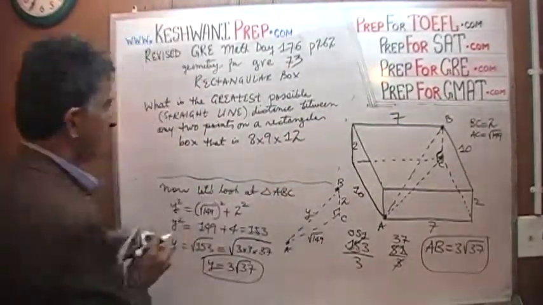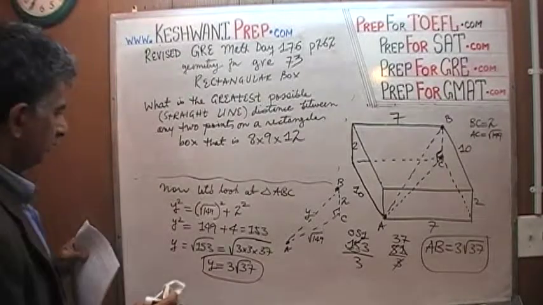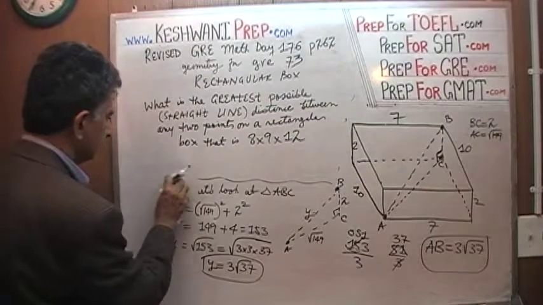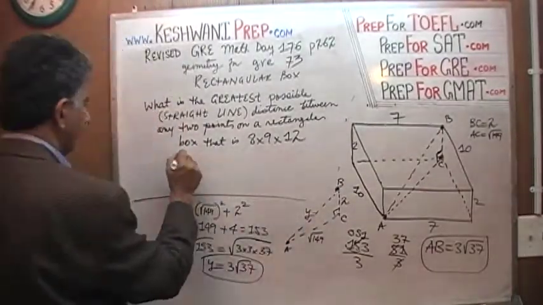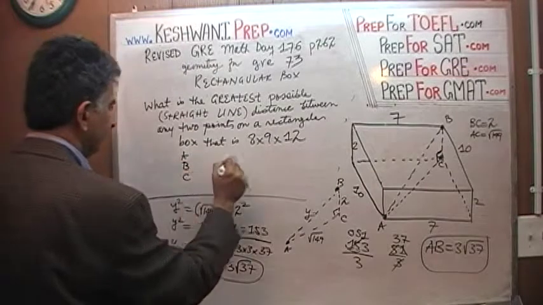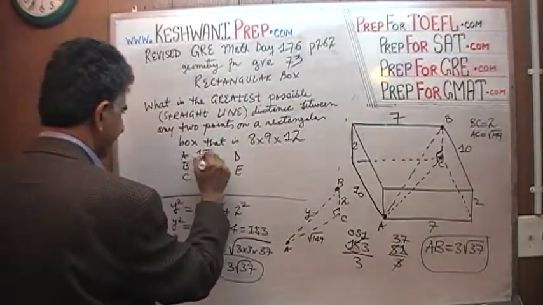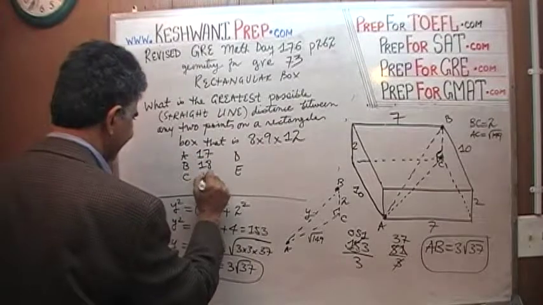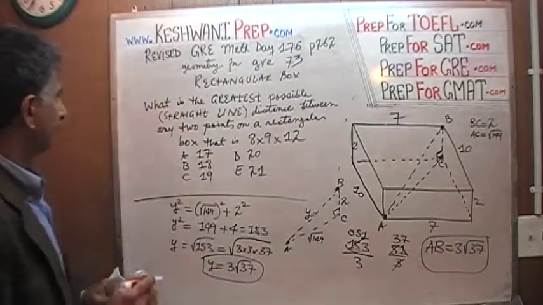And I need the room for the answer choices. Where can I squeeze the answer choices? A, B, C, D, and E. Here are the answer choices: 17, 18, 19, 20, and 21. Voila. That's your homework.